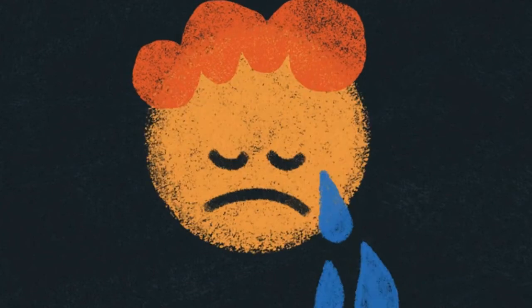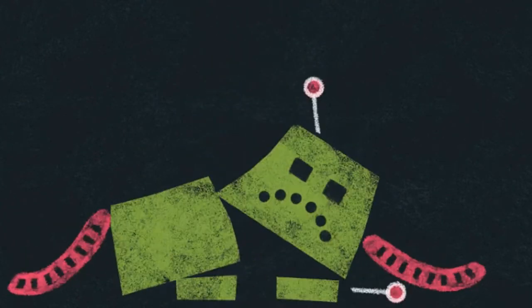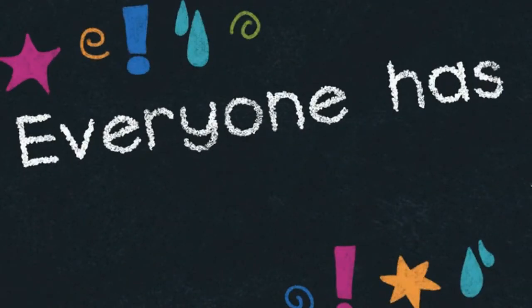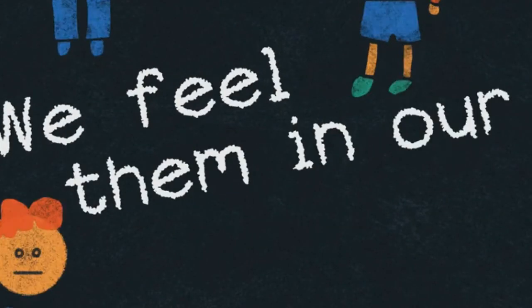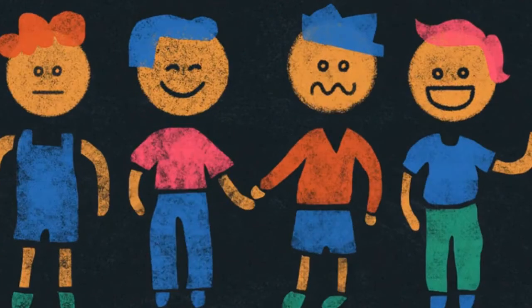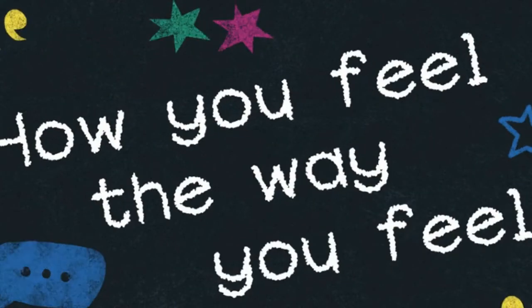Sad is a tear and a head hanging down. Sad is when you lose your special toy in town. Everyone has feelings. We show them on our faces. Feel them in our body. We tell them with our voices how you feel, the way you feel.